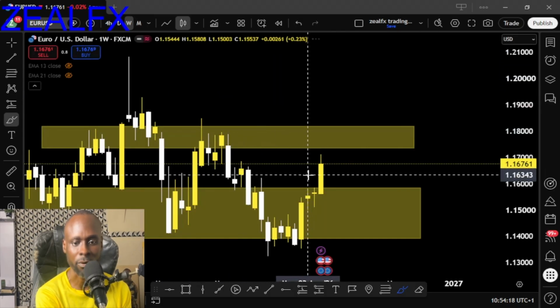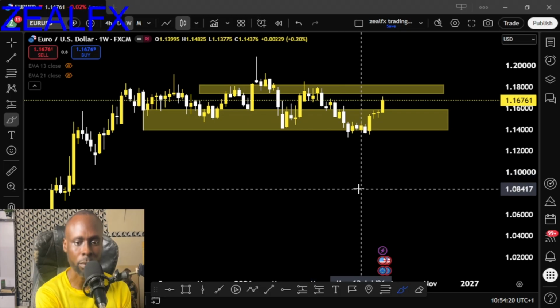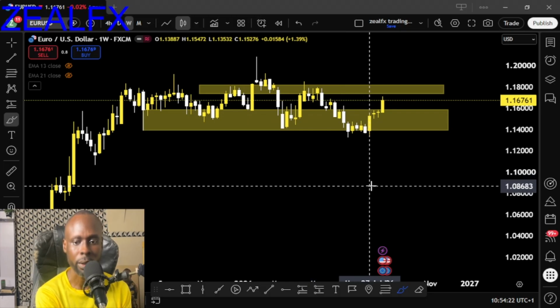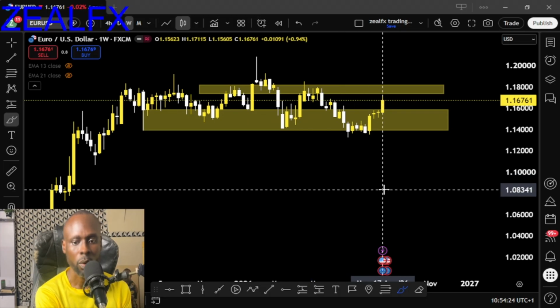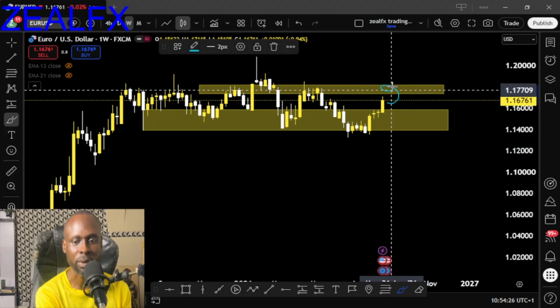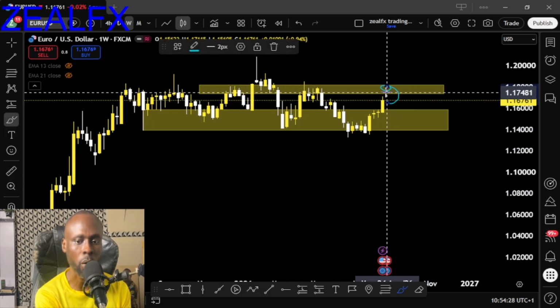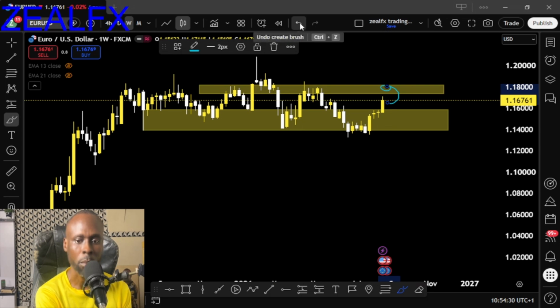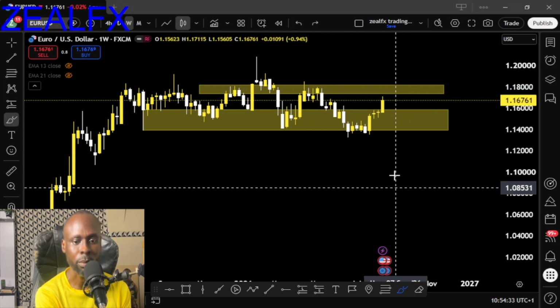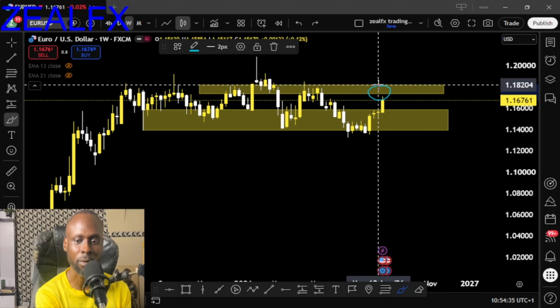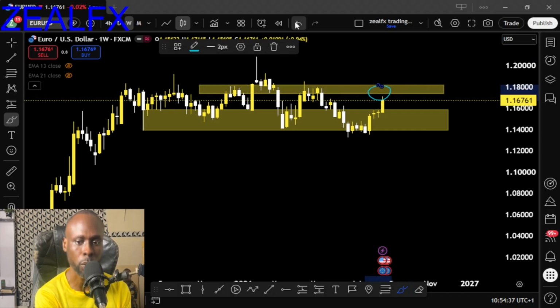Let's go back to the weekly time frame. We are currently expecting price to move to this resistance before seeing any further decision making on the Euro USD. We see our price on a bearish structure, but we need price to hit this level for us to make a possible decision on the Euro USD.